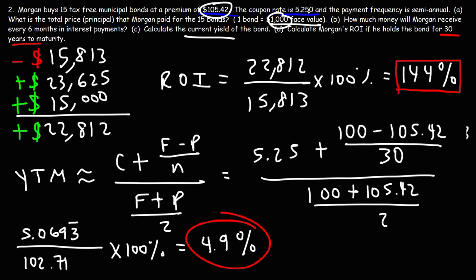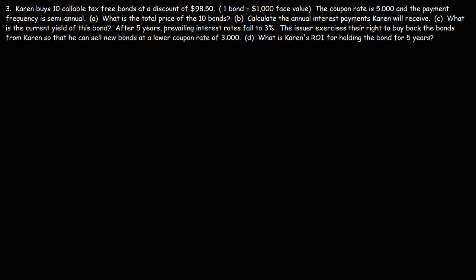So if Morgan were to hold the bond for 30 years, and if the municipality doesn't default on this bond, he can expect an annual return of 4.9% on his investment. Now let's move on to number 3.